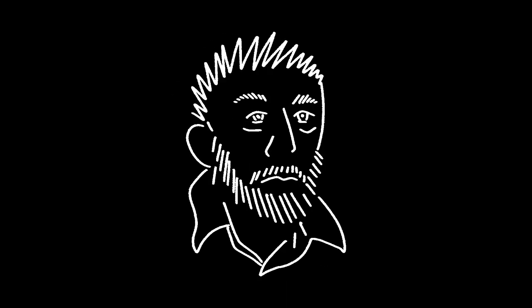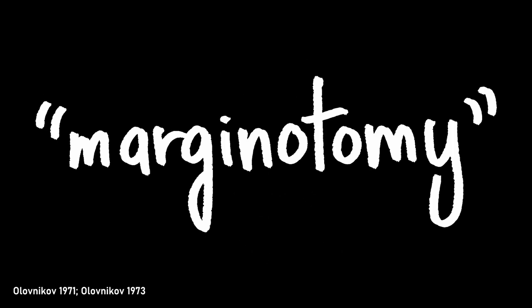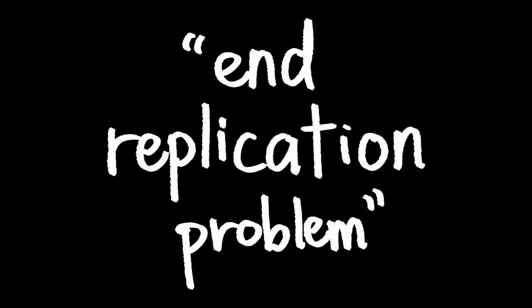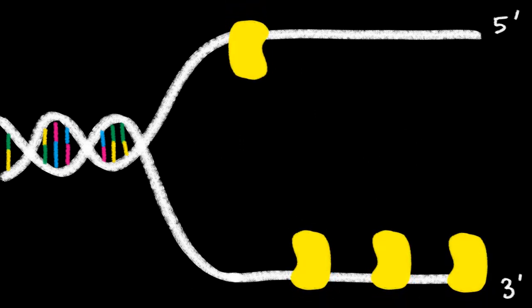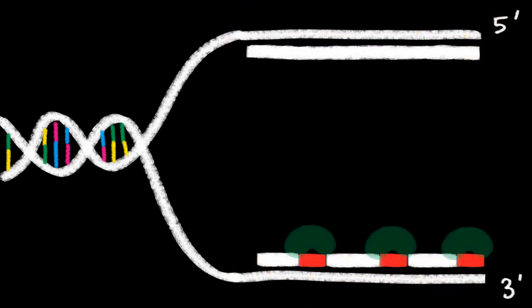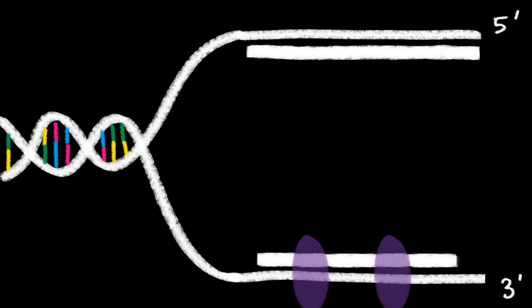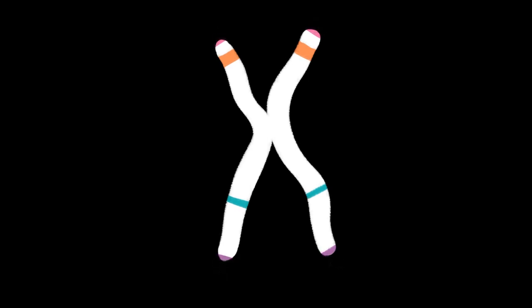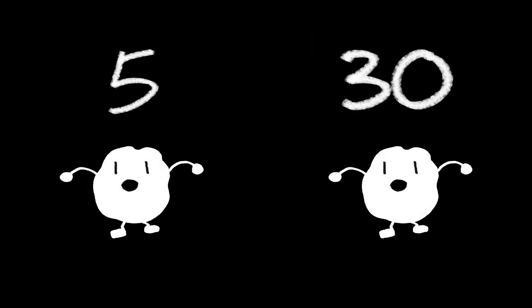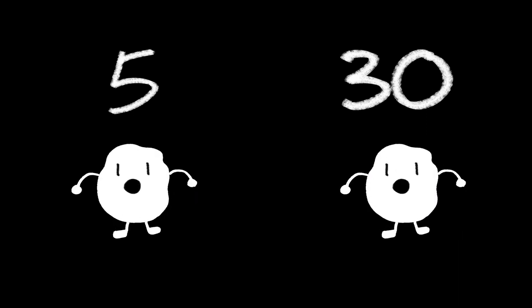Well, after hearing of Hayflick's findings, Alexei Olovnikov proposed his theory of marginotomy, now known as the end replication problem. Essentially, Olovnikov proposed that during synthesis of the lagging strand, DNA cannot be added where the last primer is removed, since it's right at the end. This would make the ends of chromosomes slightly shorter every time the cell divides, eventually damaging genes. But if this were true, cells would be damaged after just a few divisions, much less 50. So how were cells making it to the Hayflick limit?